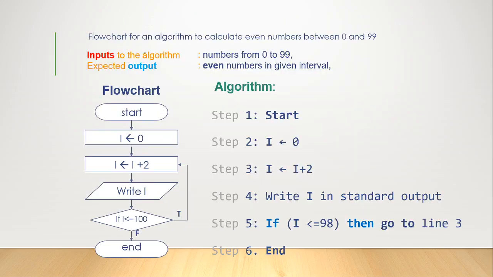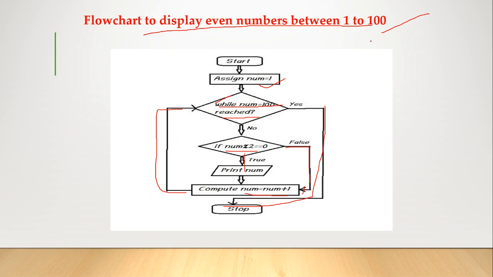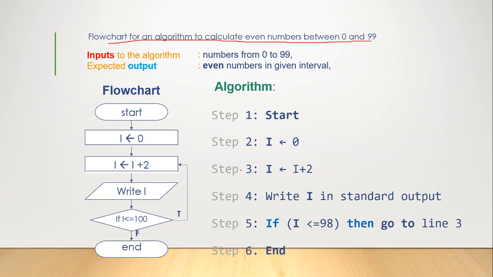Next is the flow chart to calculate the even numbers between 0 to 99. This example and the previous example are the same, but the logic is different. In this case, in the previous one we find the remainder of the number, and if the remainder is 0, then we print that number. But in this case the question is the same, but the logic is different, and hence the flow chart is also different.